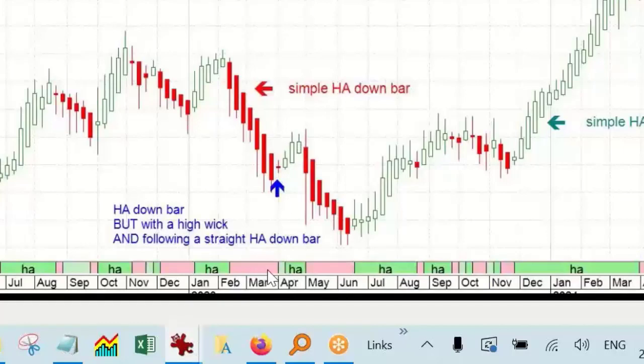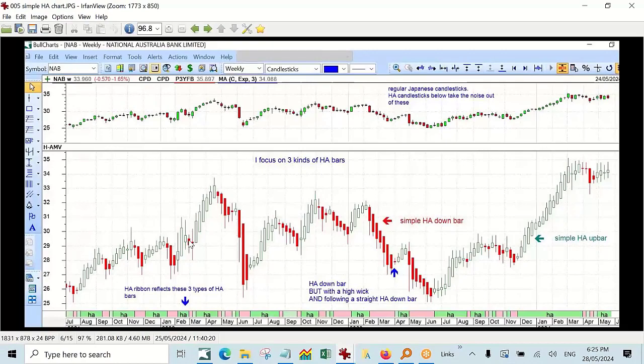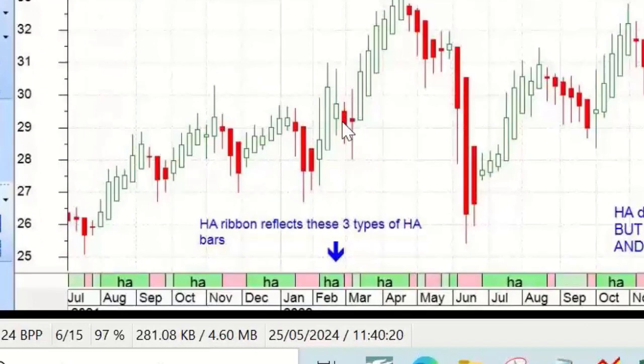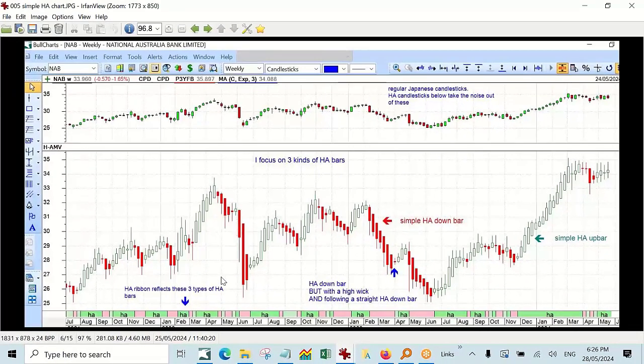It just shows a sign of activity coming into the picture with the light green. Sometimes like there as well, there's one. That's got a wick as well, but it's following a green up bar, whereas this one is following a straight down bar. Just be on your guard when you see these, maybe put them on the watch list or something.